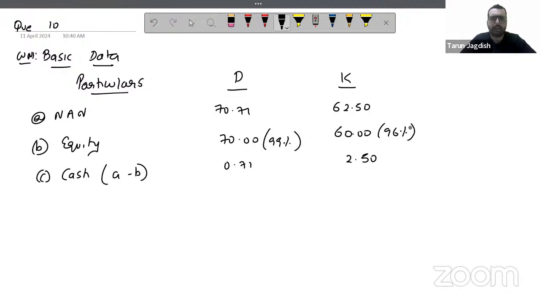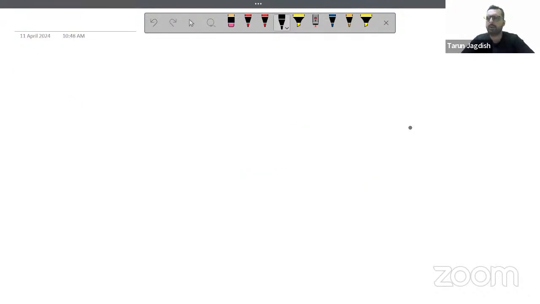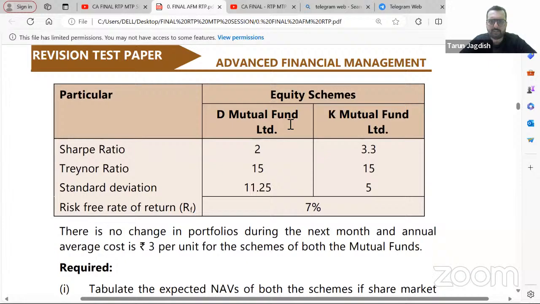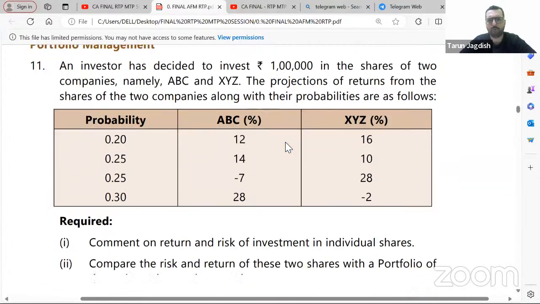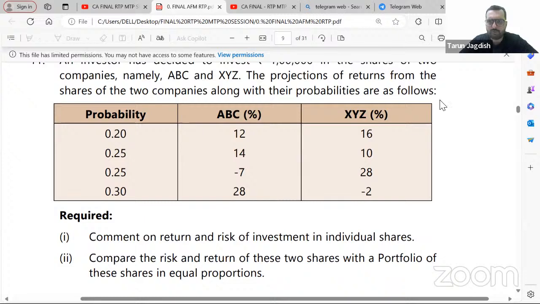Fine. So I believe all of you are done with this. Okay, can I go to the next one now? All right. Let me go to the next part. So I think we are done with equity scheme. D and K is done. Now the next question is on portfolio. An investor has decided to invest 1 lakh in the shares of 2 companies. They have given you the projections and the outcome is given, and the probability is also given over here.